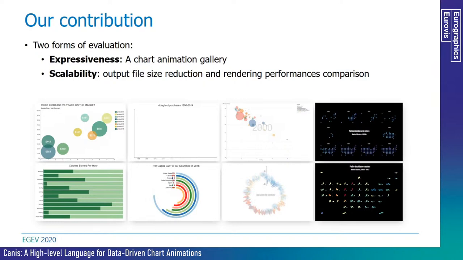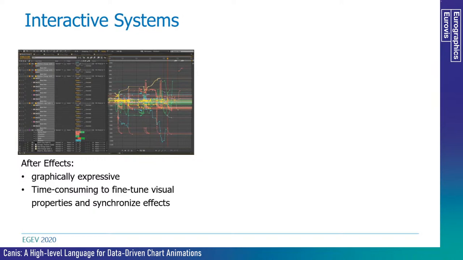Now let's move to the related works. As we mentioned just now, we often use keyframe-based or template-based interactive systems to create chart animations. The keyframe-based tools like Adobe After Effects use keyframes to set parameters for motion, effects, and many other properties. It could be graphically expressive, but it is time-consuming to fine-tune visual properties and synchronize effects.